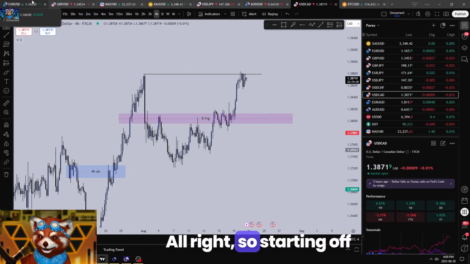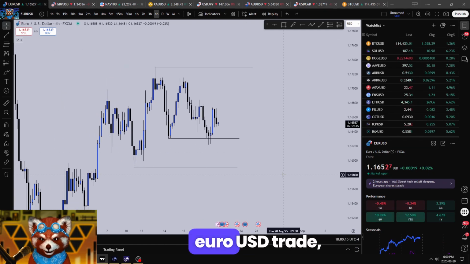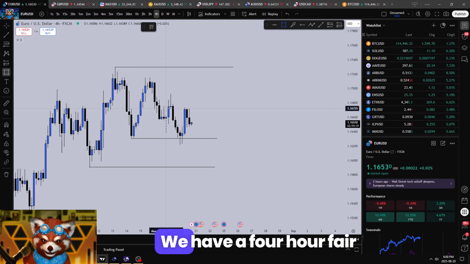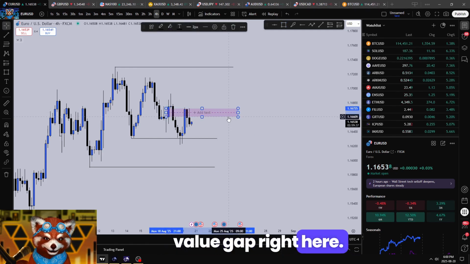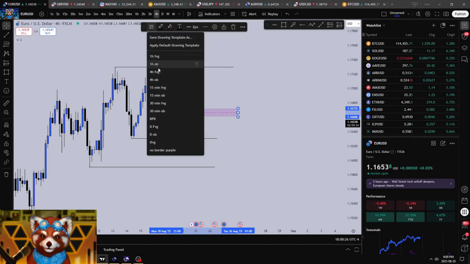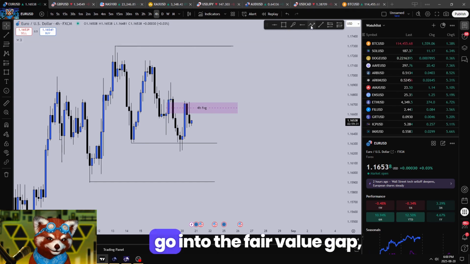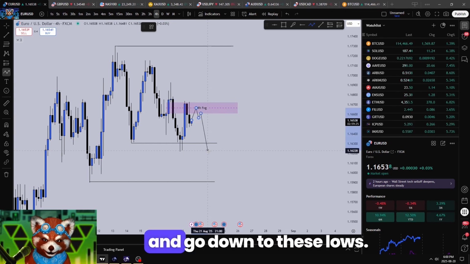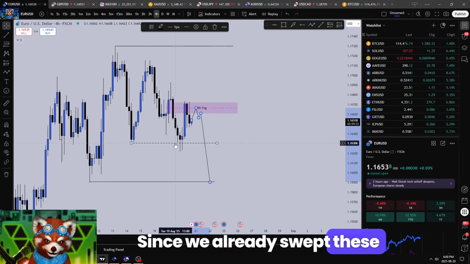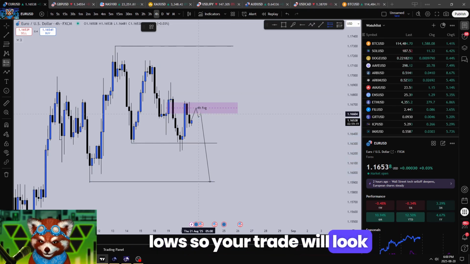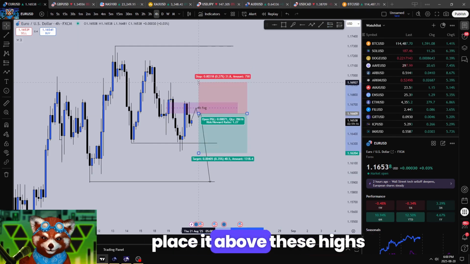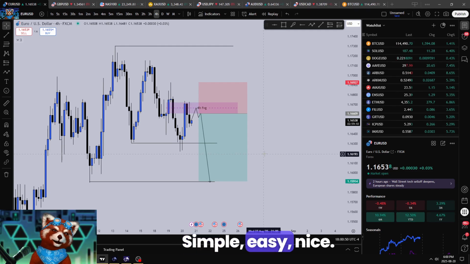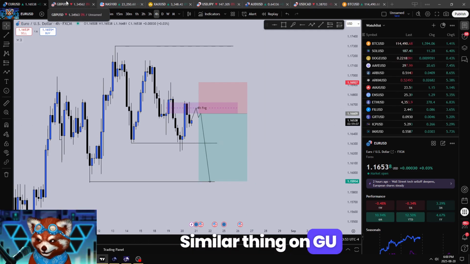All right. So starting off, Euro USD trade. What do I want to see? We have a 4-hour fair value gap right here. I simply want to see price go into the fair value gap, retest it, and go down to these lows. Since we already swept at these lows, I wanted to take these lows. So your trade will look something like this. Place it above these highs and down to these lows. A nice little 1 to 2.